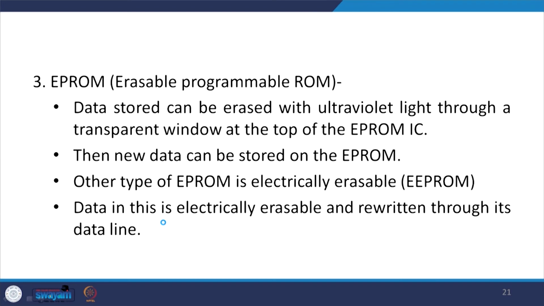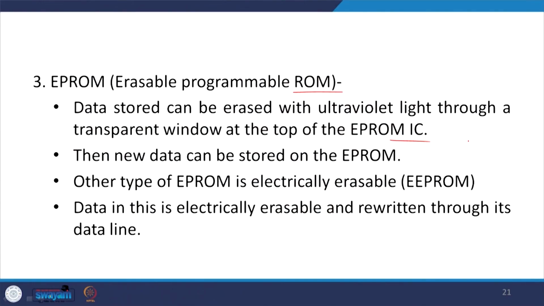Next is the EPROM, the erasable programmable read only memory. Data stored can be erased with ultraviolet light through a transparent window at the top of the EPROM IC. New data can then be stored on the EPROM. Another type is the electrically erasable one, which we call EEPROM. Data in this is electrically erasable and rewritten through its data line.